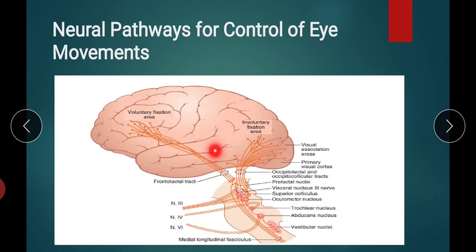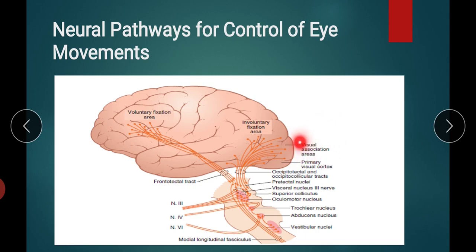Okay. Now come to the cerebral cortex. Here we have mainly two important areas as far as movements are concerned. We can say the movements of the eyeball are controlled by two types of area. One area is present in the frontal lobe, which is known as the voluntary fixation area, and the other area is situated in the parieto-occipital lobe, that is the involuntary fixation area. Okay, and this is present in the visual association area.